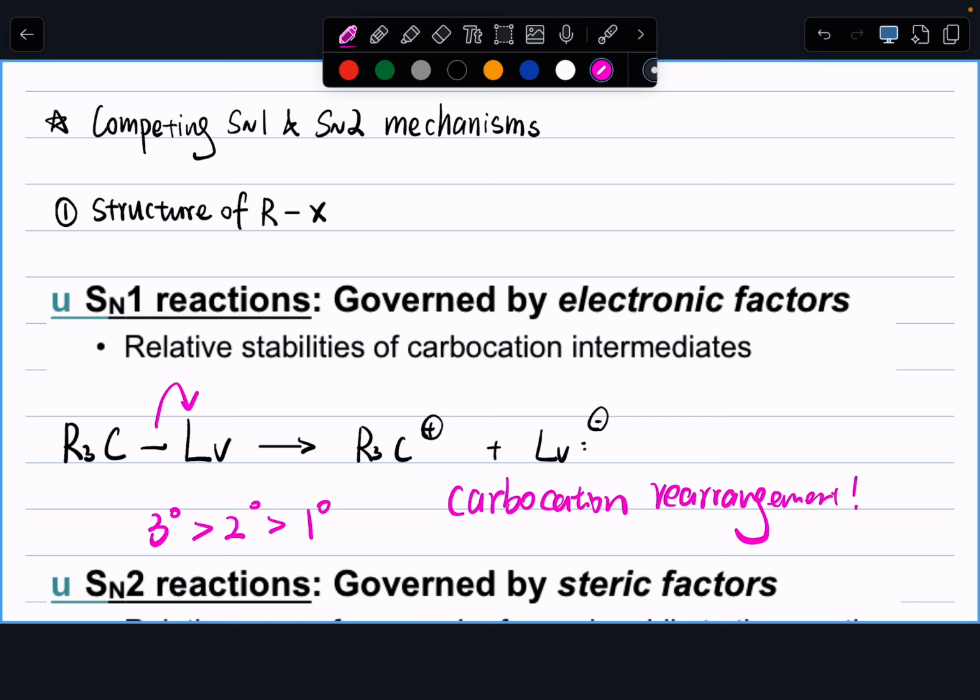All right, so two pieces of information come from the factors governing the SN1 reaction mechanism. We will always want to form the more stable carbocation, tertiary over secondary over primary. Also, when we're looking at the free carbocation, keep in mind the carbocation rearrangement can take place.